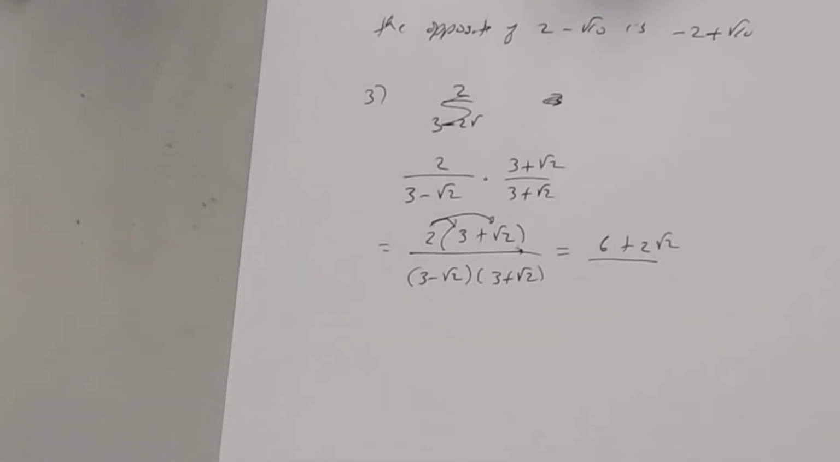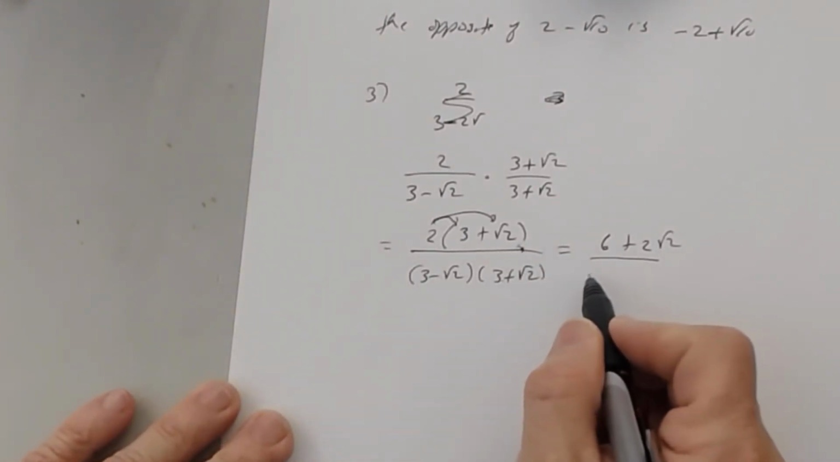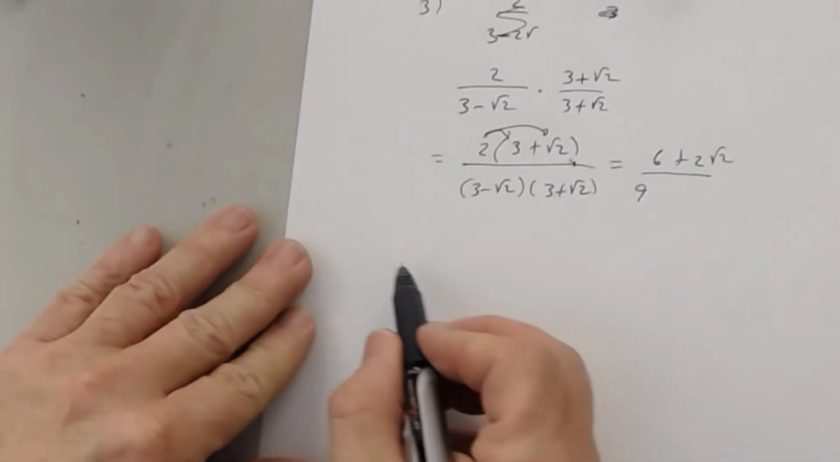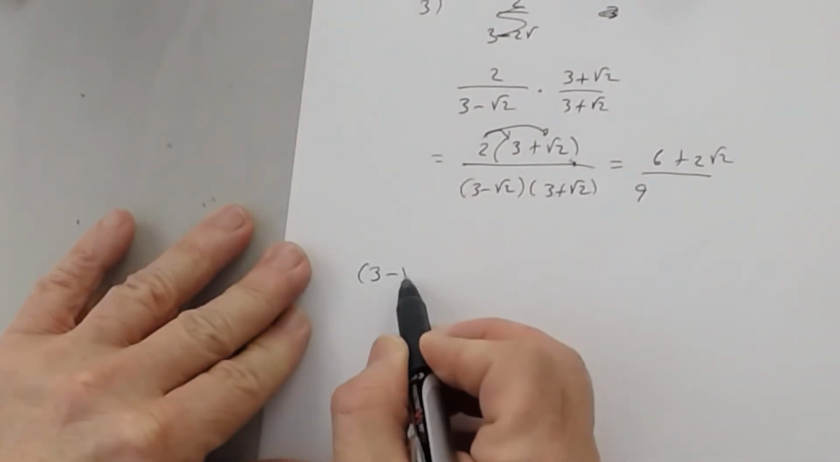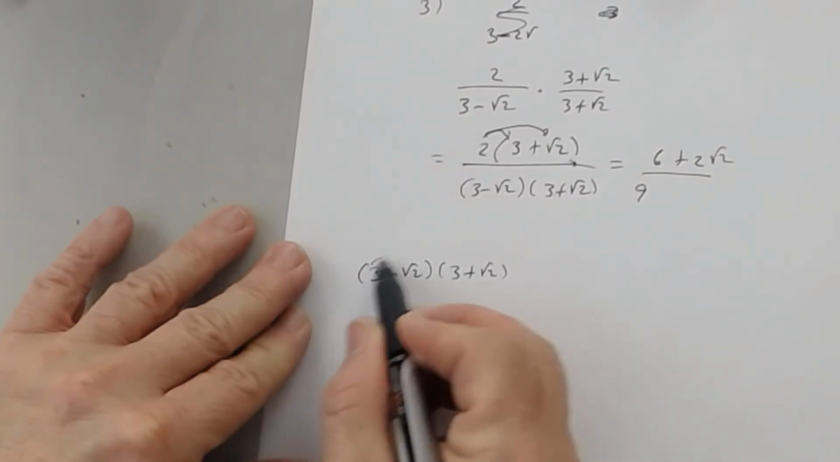So basically all you really need to look at in terms of the FOIL is the first and the last. But we can go through the FOIL. What's 3 times 3? 9. Okay? So let me go off to the side first and just rewrite this over. You get 3 minus the square root of 2 times 3 plus the square root of 2. So 3 times 3 is 9.